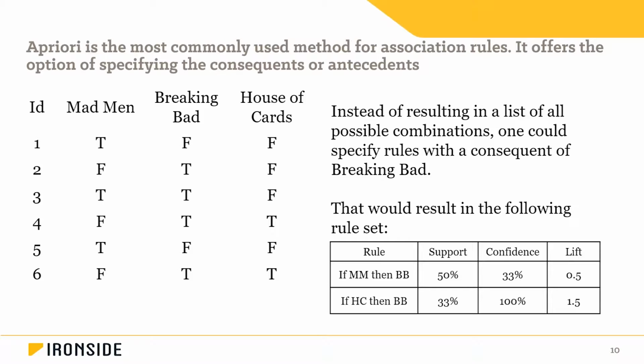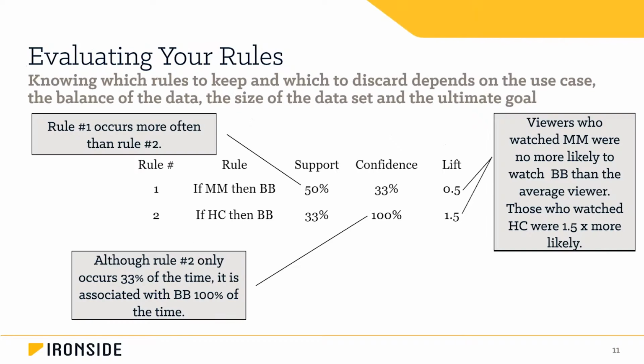Now the first rule occurs far more often, right? It's 50% versus 33% of the second rule. So you're hitting more individuals. But how do you balance that with the other metrics there? Just a few things to think about, because there's really no hard and fast rule or cutoff to say this is a good rule, this is a bad rule. It really depends on your use case, how balanced your data is, the size of the data set, and the ultimate goal of what you want to do with this when you deploy it.